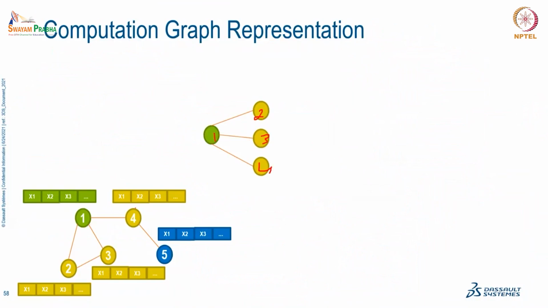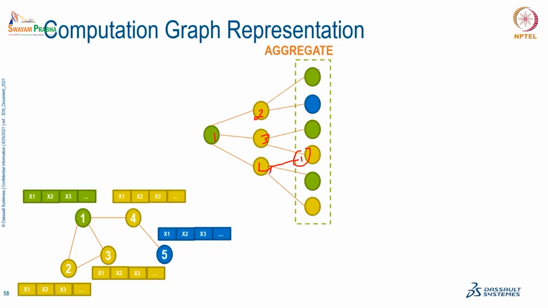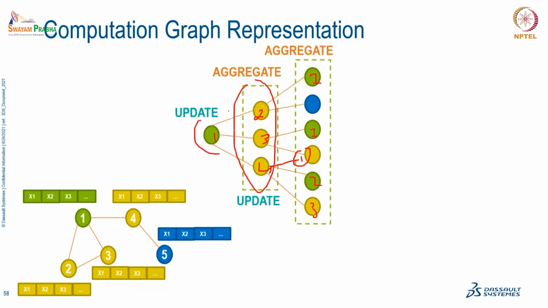But this 4 has also got connection with 1 and 5. So again, there would be here 1 and 5. So if you see here, this is again one, green one are 1. So for the first layer, we basically aggregate and update. So first we aggregate this thing, update this value.